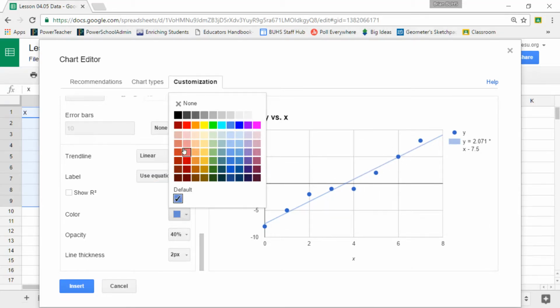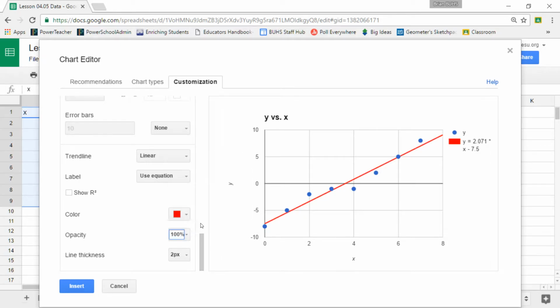Let's actually make this line red. We'll make it solid and a little bit thicker. And check this out, under label, I have this option of showing R squared. Now this data is pretty well represented by this line. The line is positive, so I would expect an R value to be positive, first of all, because the slope of that line is positive. And I would expect it to be pretty strong because these points are pretty tight to that line. So I'm guessing maybe around 0.8, 0.9.